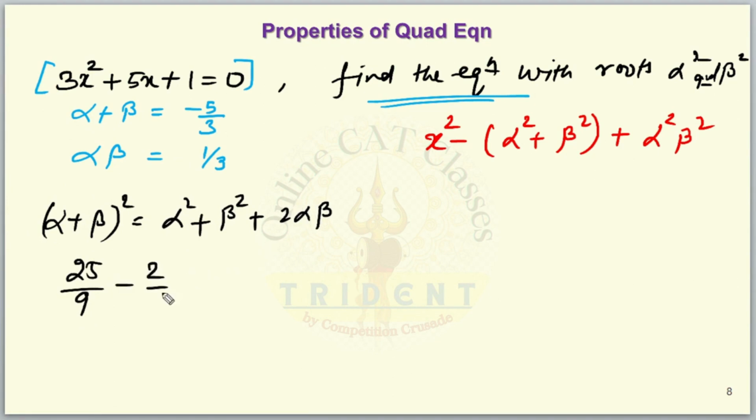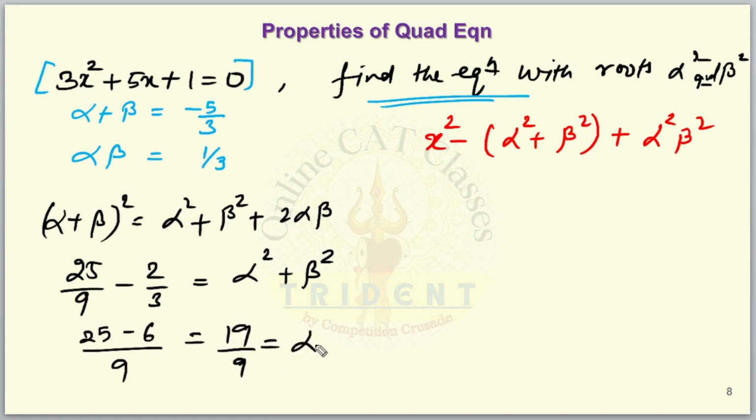So I'll just subtract 2 by 3 and I'll get alpha square plus beta square. If you take 9 as the LCM, you'll get 25 minus 6, that is 19 by 9, that is equal to alpha square plus beta square. Okay, just substitute that value. This is going to be x squared minus 19 by 9 x plus alpha beta.